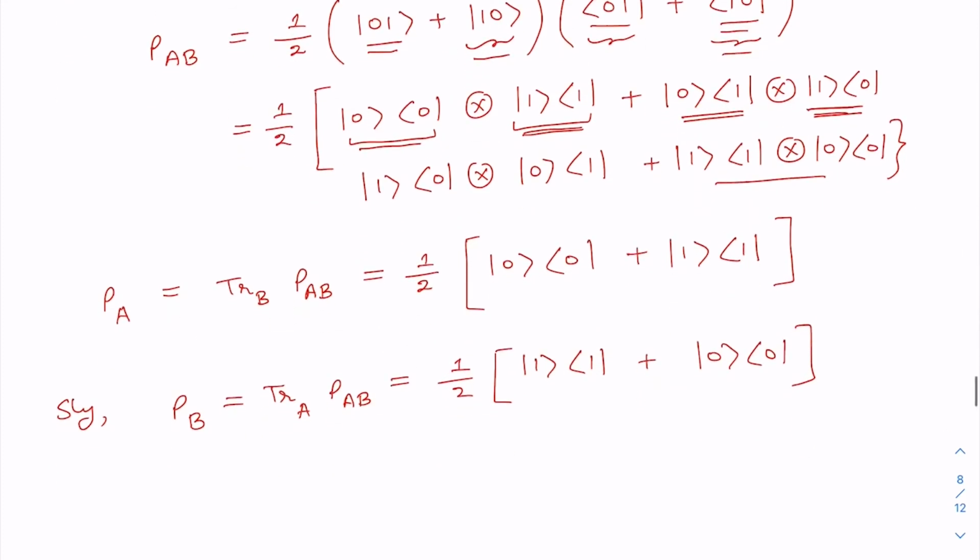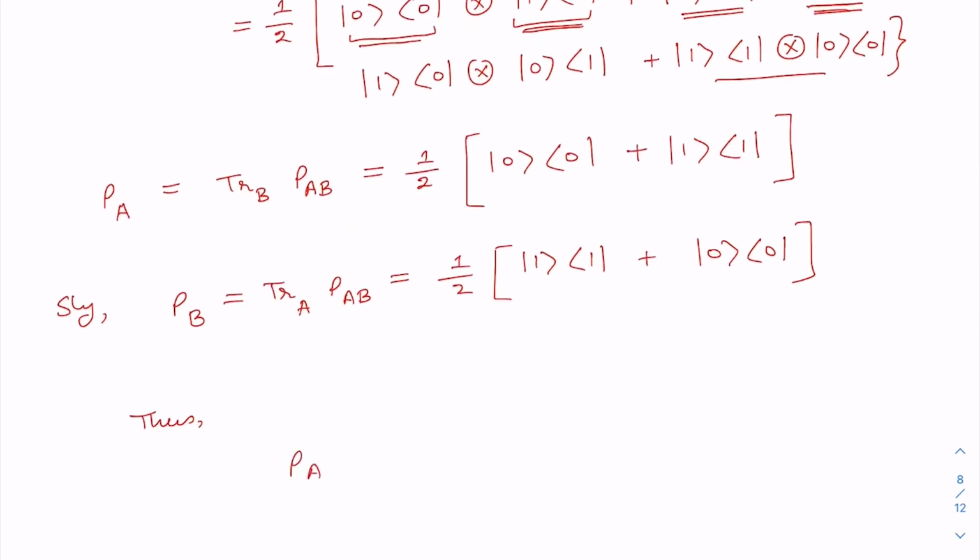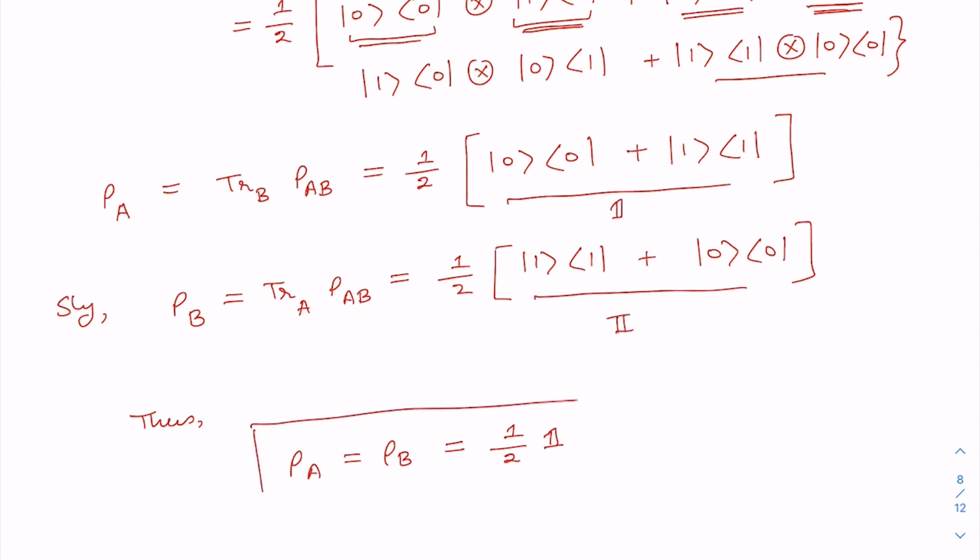So in fact, as you can see, I have row A is equal to row B, and that is equal to half, and as you can see, these are identity, this is identity matrix, this one also. So this is what I have.